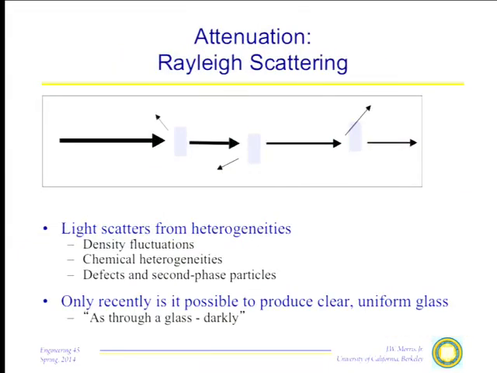The other thing that will cause a beam to attenuate is incoherent scattering, where I have things in the material that cause the beam of light to be scattered away. Any intensity that is scattered out of the beam is no longer available for the transmitted beam, and therefore the intensity of the transmitted beam decreases as we get this Rayleigh scattering. Sources of Rayleigh scattering, well, anything that changes the homogeneity of the glass will change the Rayleigh scattering. Density fluctuations, chemical heterogeneities, defects, second phase particles.